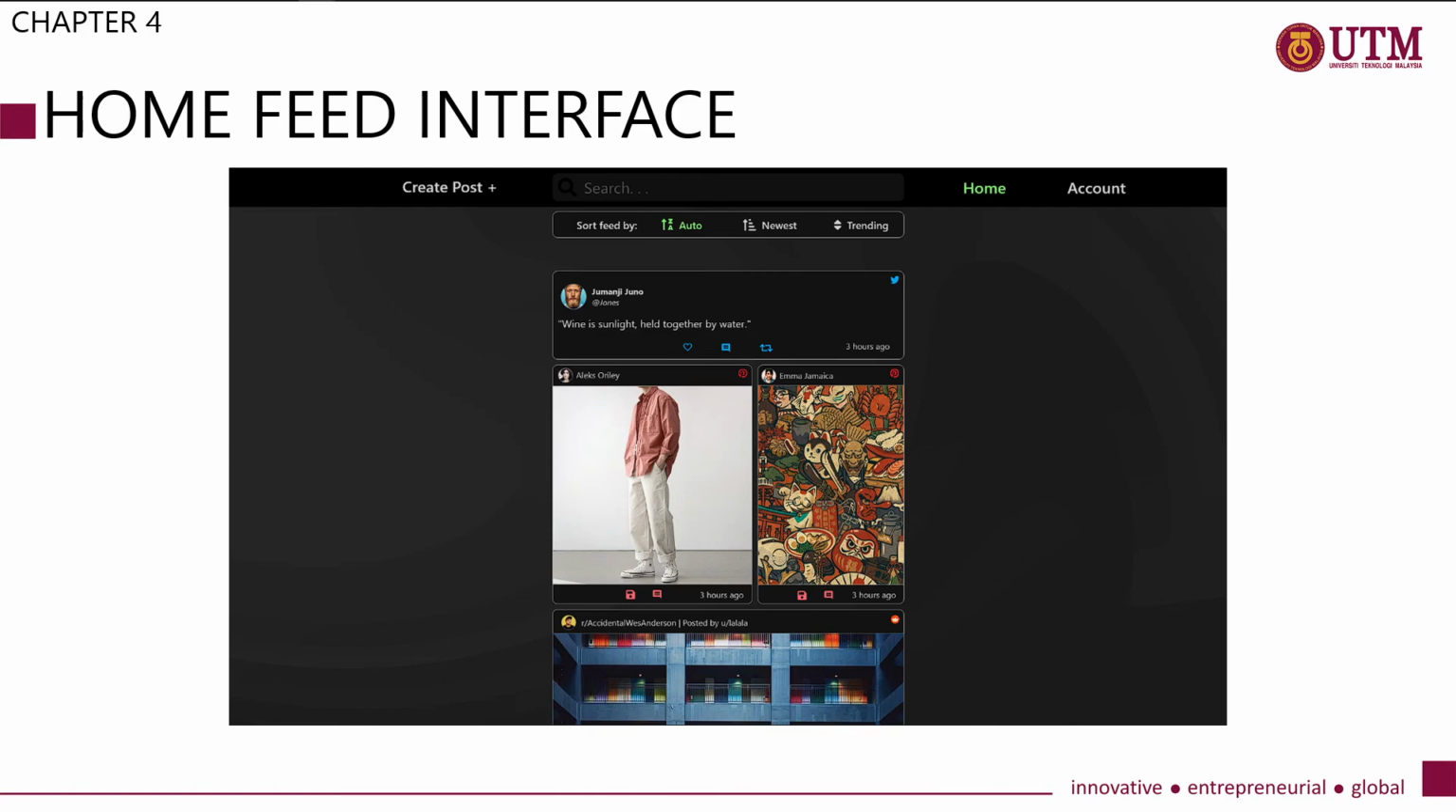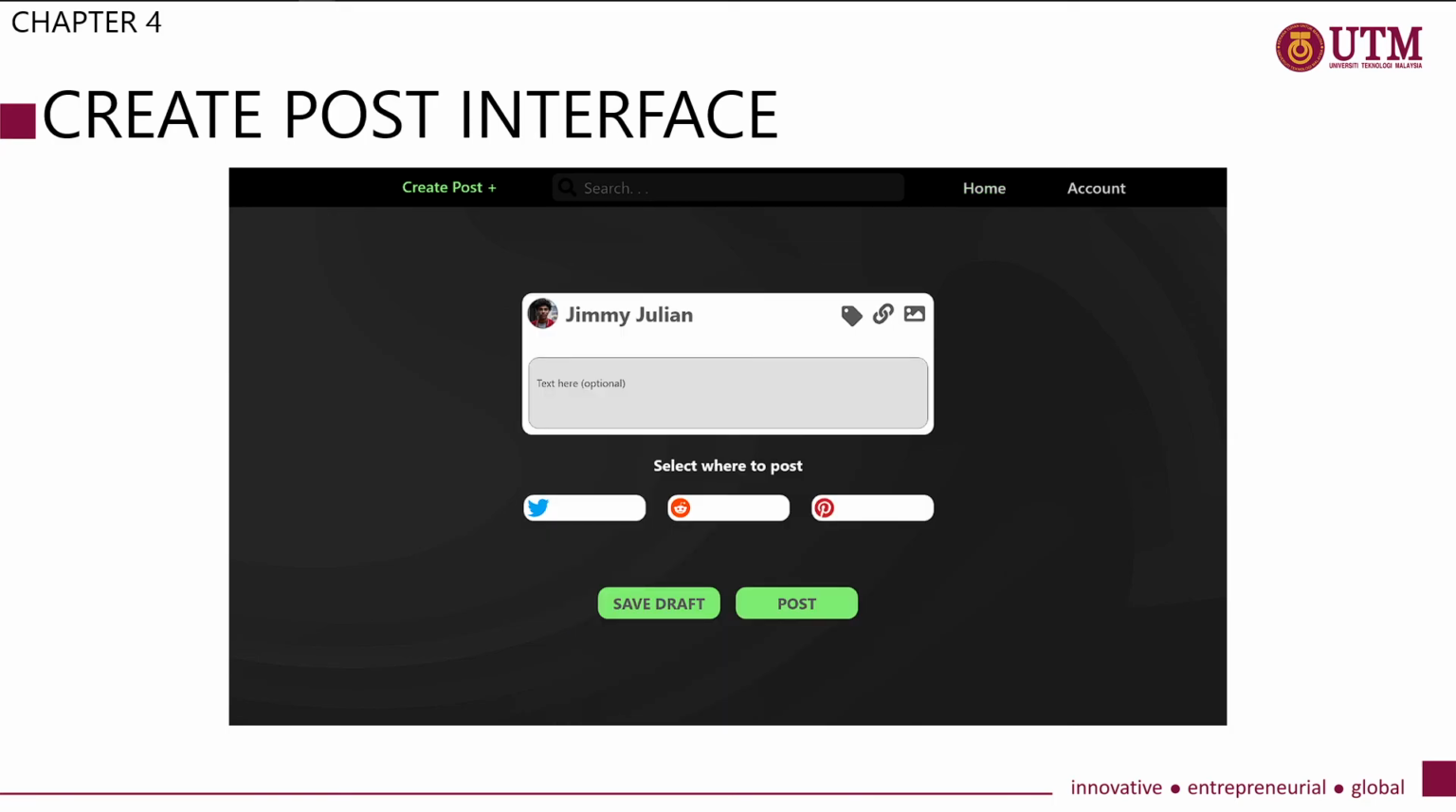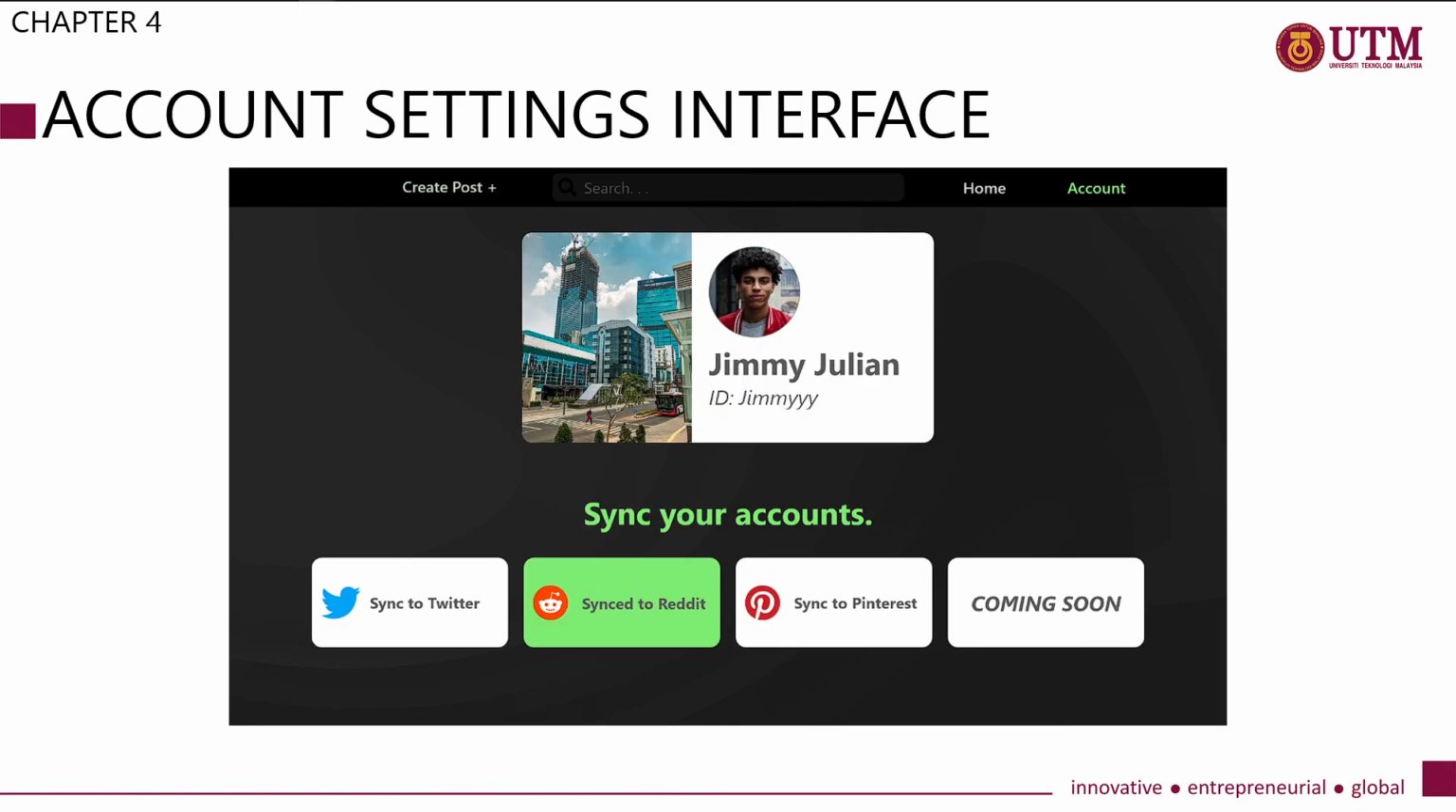On the top right of each post, there will be an icon of the platform where the post came from, and the basic needs to interact with the post, such as comment, like, and save images for Pinterest. Now, this is the page for creating a new post. Users are able to share posts to different social medias at once. Now, in the account settings page, this is where users may sync into their accounts.